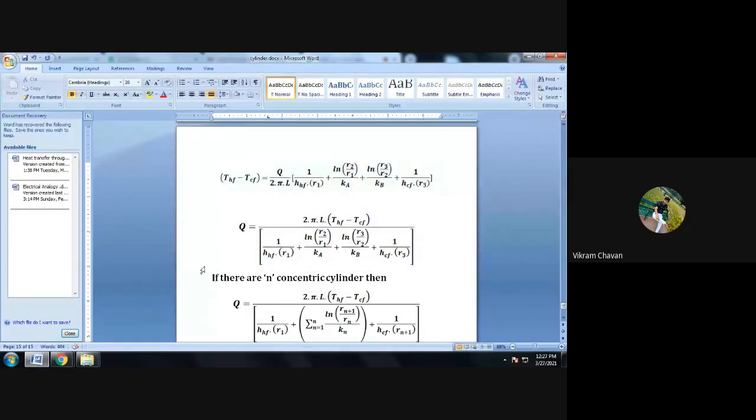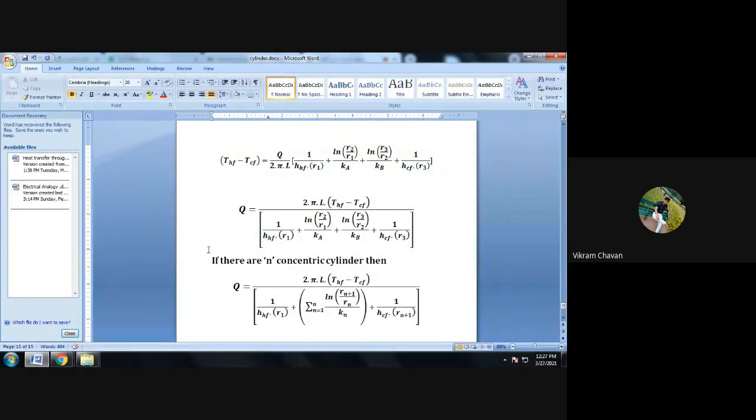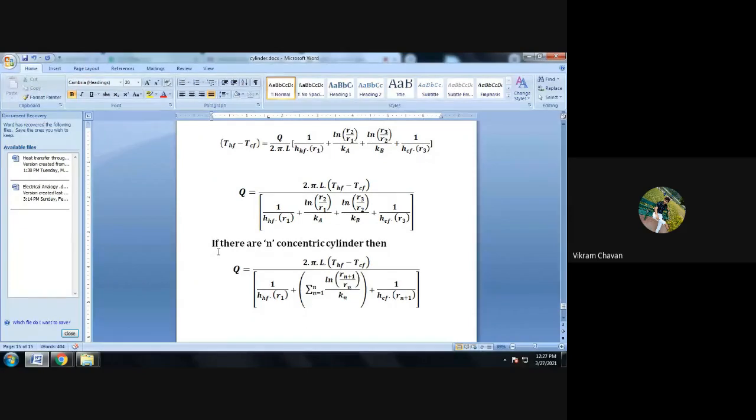Now, we have considered two concentric cylinders, and for that reason we have written this equation, for two concentric cylinders with one fluid flowing inside the cylinder and one fluid outside the cylinder. For that assumption we have written this equation. Now, if there are n concentric cylinders, what will be the generalized heat transfer equation for that particular composite cylinder?